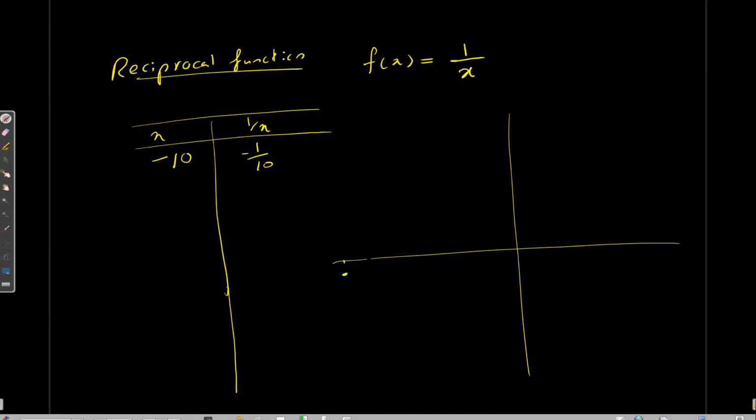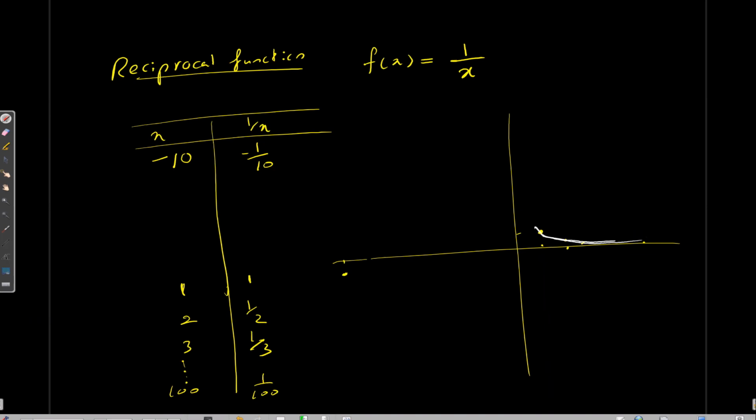And over here somewhere, let me write some numbers. If x is 1, 1 over 1, which is 1. If x is 2, 1 over 2. If x is 3, 1 over 3. And if x is 100, 1 over 100. Now let's investigate what's going on here. 1 comma 1, somewhere here. And 2 comma 1 half. 3 comma 1 third. 100 comma 1 over 100. See what's happening here is it's becoming smaller and smaller, like this.